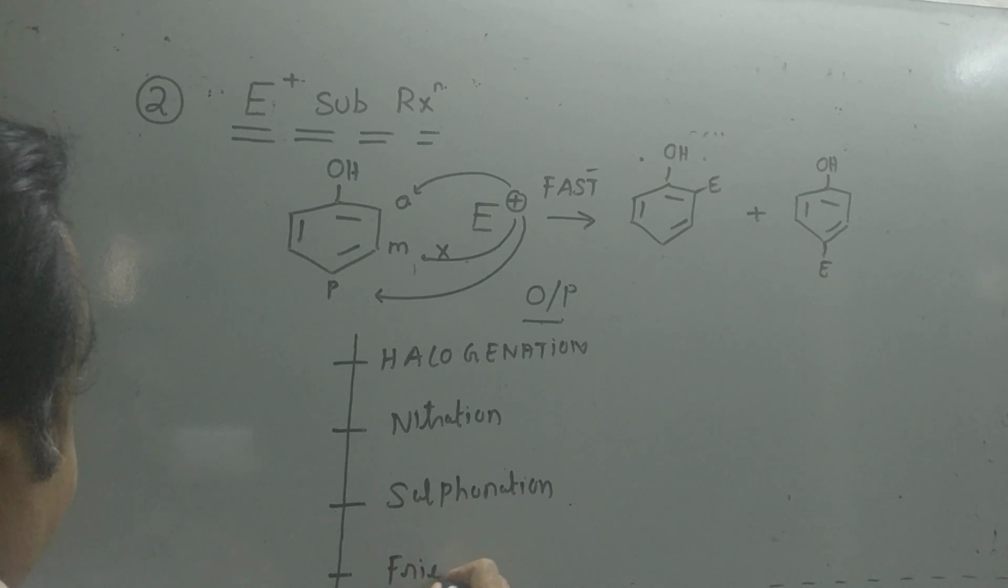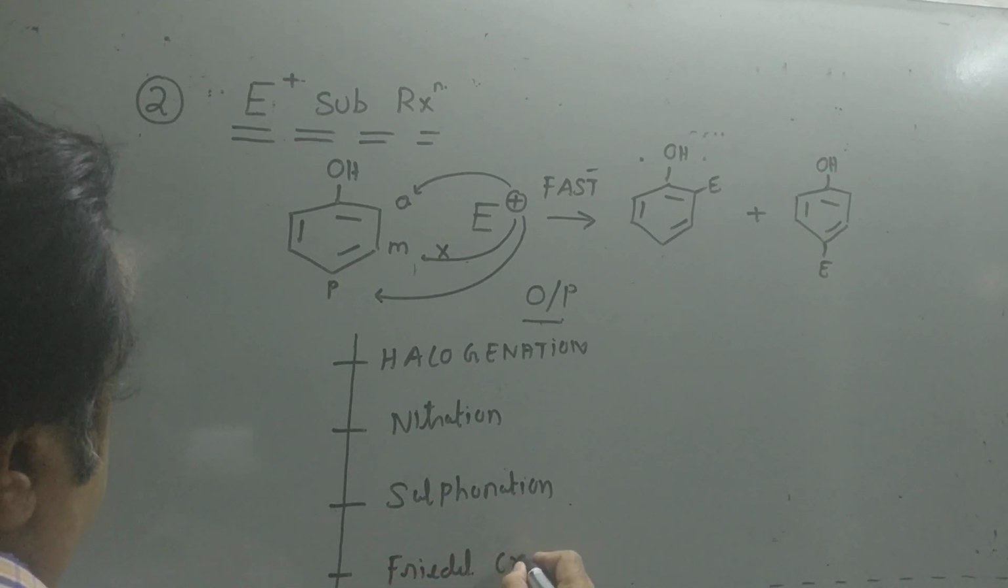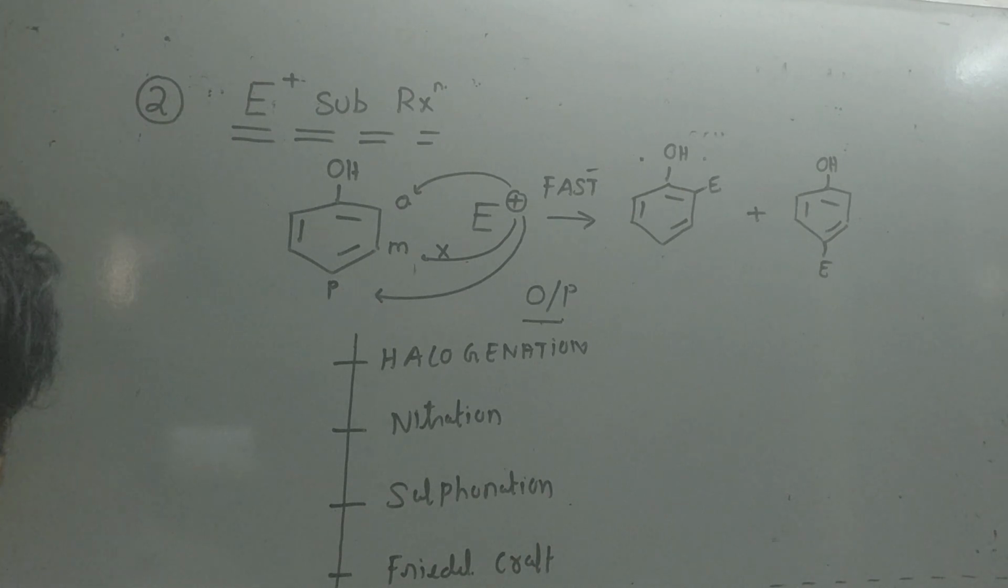Just to revise, number one, phenol undergoes electrophilic substitution reaction at the ortho and para positions. You will get a mixture of ortho product and para product. And the reaction is going to be very fast, because, just like in the case of aromatic ether, phenol is activated towards electrophilic substitution reaction. So let us prove why phenol undergoes electrophilic substitution at ortho and para positions, and why it reacts at a very fast speed.